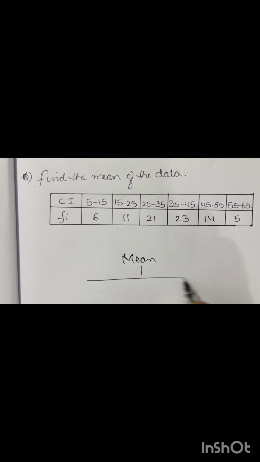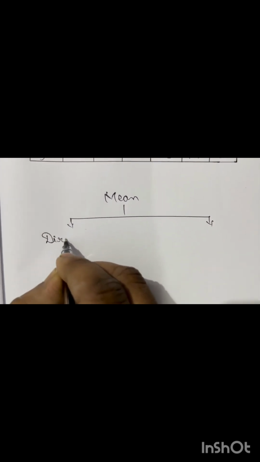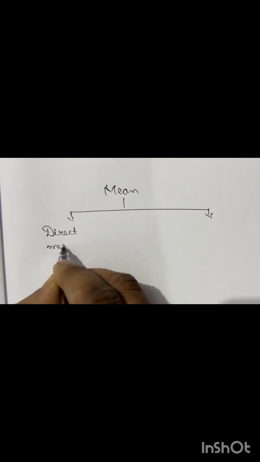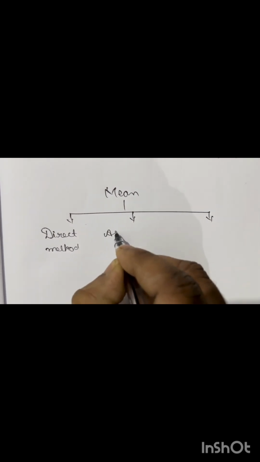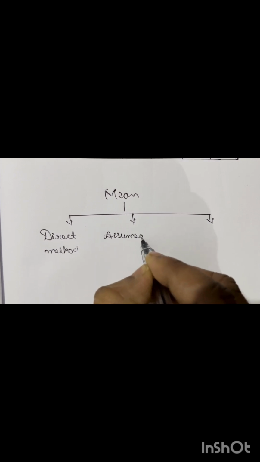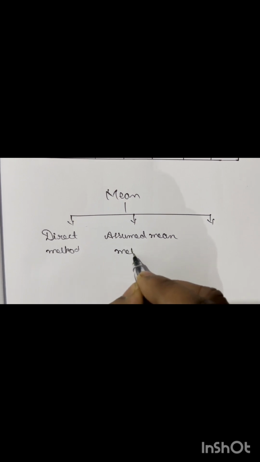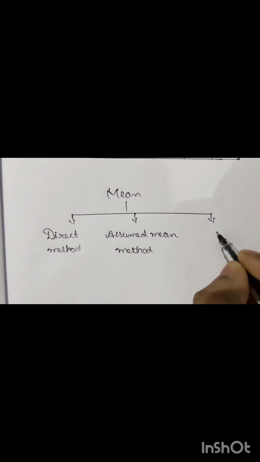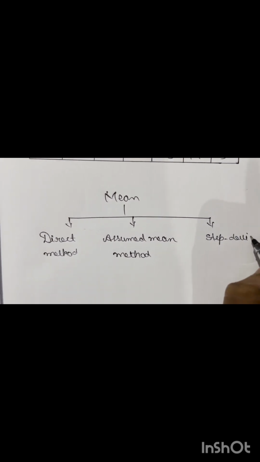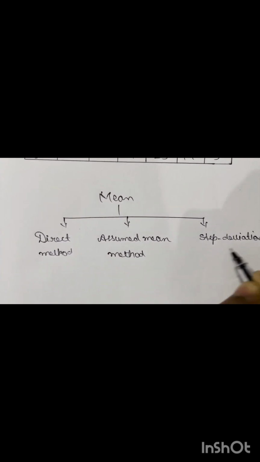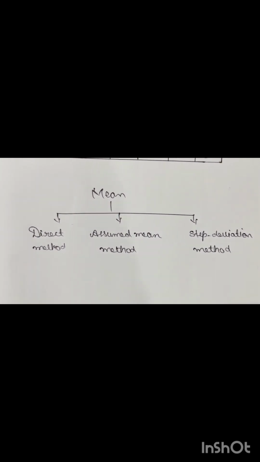The first method is the direct method, another one is the assumed mean method, and the last one is the step deviation method. Okay, we have three methods for finding the mean.